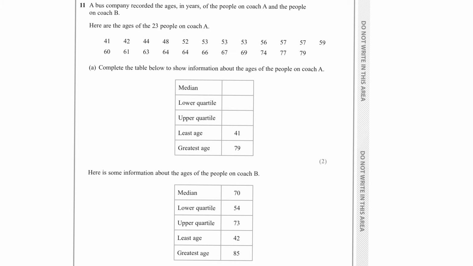So median is your middle value, right? So the formula for median is the total number that you have, which is 23, add 1, divide by 2. So it'll be 24 divided by 2, which will leave you an answer of 12. So we're looking for the 12th value. So we'll count along 1, 2, 3, 4, 5, 6, 7, 8, 9, 10, 11, 12. So our median is 59.